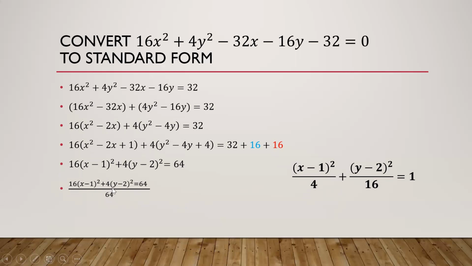Next, 4 over 64 is just 1 over 16. So 64 divided by 64 is 1. And then we'll have this answer: (x minus 1) squared over 4, plus (y minus 2) squared over 16, equals 1.